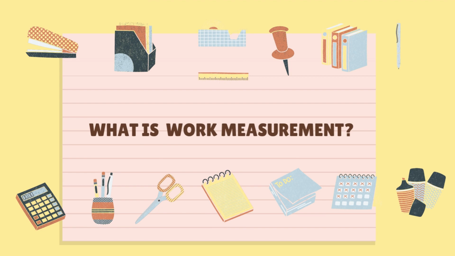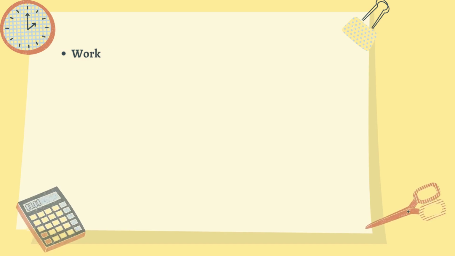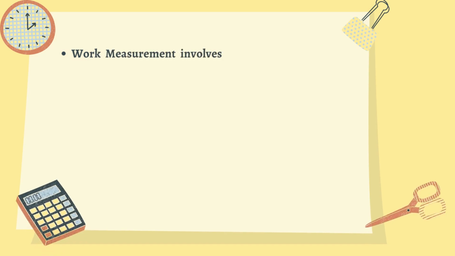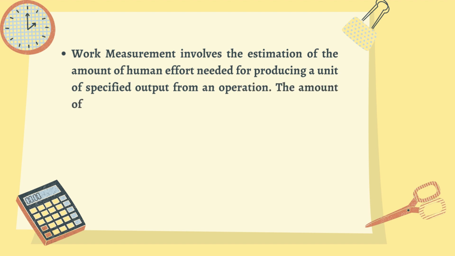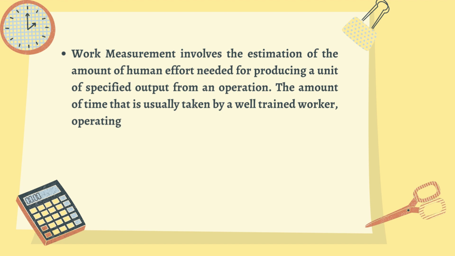First, we will define what work measurement is. Work measurement involves the estimation of the amount of human effort needed for producing a unit of specified output from an operation. The amount of time that is usually taken by a well-trained worker operating under normal working conditions to produce one unit of output is referred to as the work standard. Work measurement is absolutely essential for both planning and control of operations.